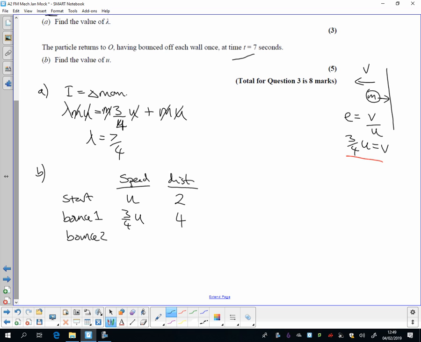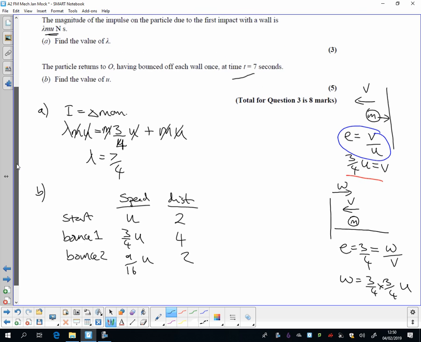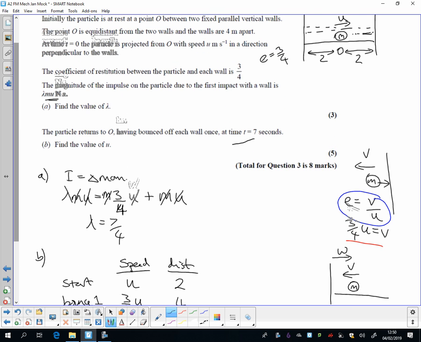So after bounce 2, we're actually going to have this same expression here. It's going to approach with velocity v, it's going to bounce back with velocity w, but we're going to have the same relationship because e is still 3/4, so that's speed of separation over speed of approach. All I've got to do is do that: my v is going to be 3/4 times 3/4 u. So this is now 9/16 u, and it's going to travel that for 2 meters. So we've gone 2 meters, 4 meters, 2 meters.